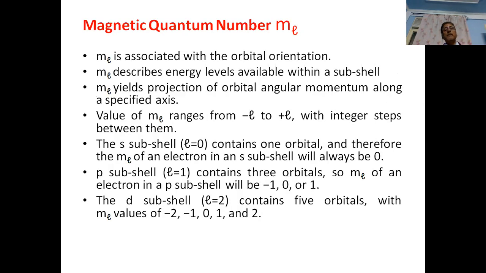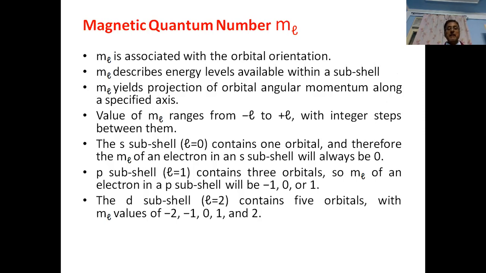Now let us go for the magnetic quantum number ml. ml is associated with the orbital orientation. ml describes energy levels available within a subshell. ml yields the projection of orbital angular momentum along a specified axis. The value of ml ranges from -l to +l with integer steps between them.